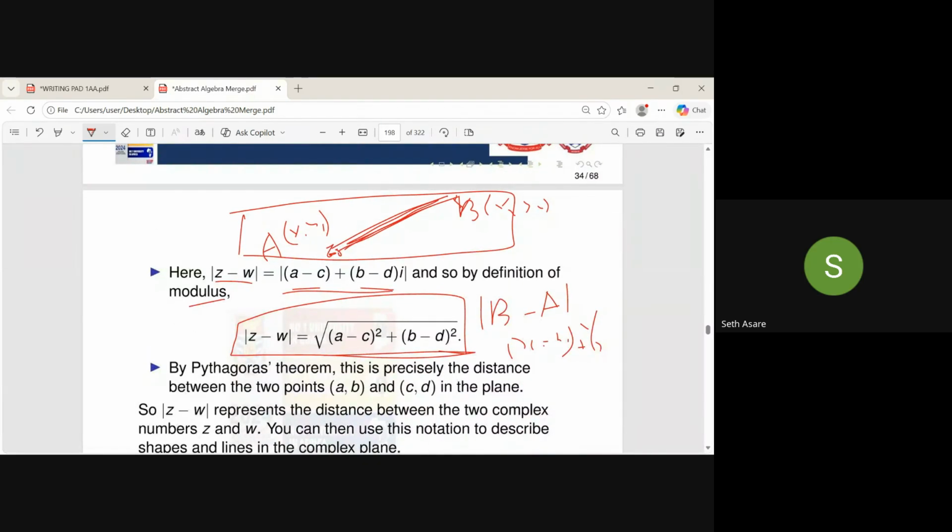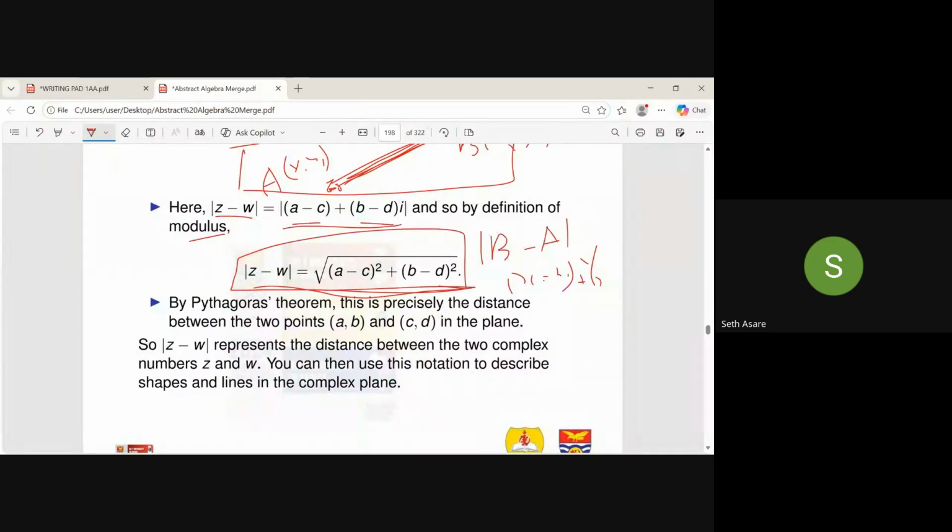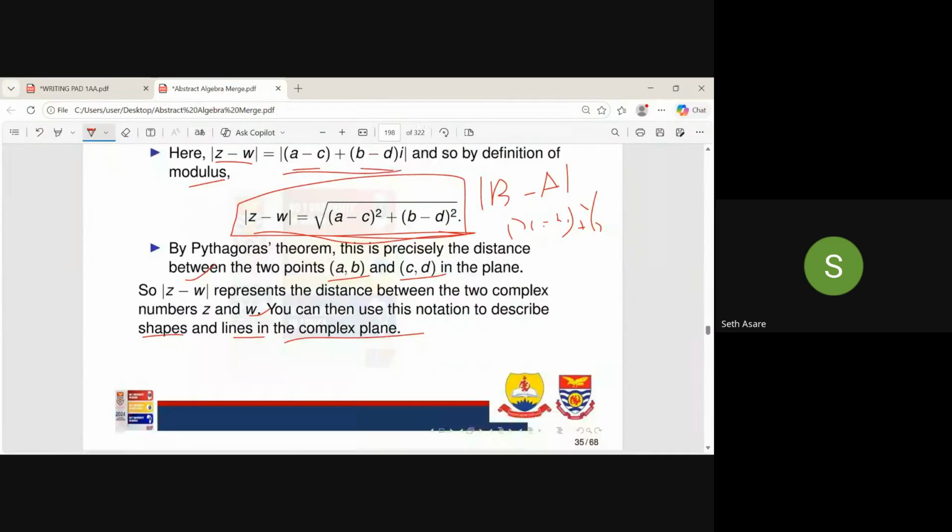So using the complex number itself, now I take the modulus of it and I'm getting this. So we said by using what? Pythagoras theorem, this is precisely the distance between two points (a, b) and (c, d) in the plane. This will represent the distance between the two complex numbers z and w. And we can use this notation to describe shapes and lines in what? In the complex plane.